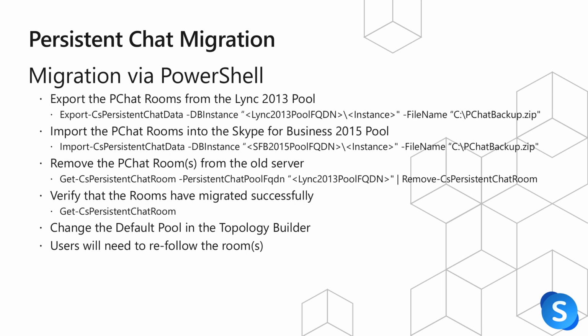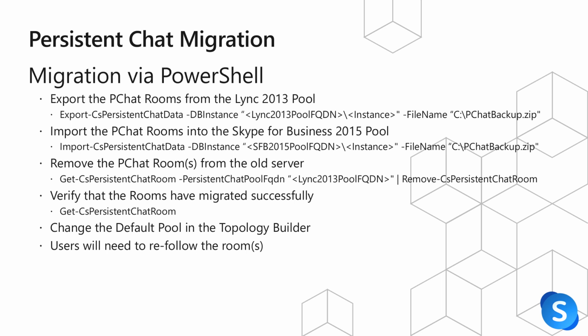And then we're going to separate that out and take everything that we found there and remove the CS persistent chat room. To verify that the rooms have been successfully migrated, we're going to go ahead and run the Get-CsPersistentChatRoom. And in that output, you will see that there will not be any rooms tied to a Lync 2013 pool any longer.